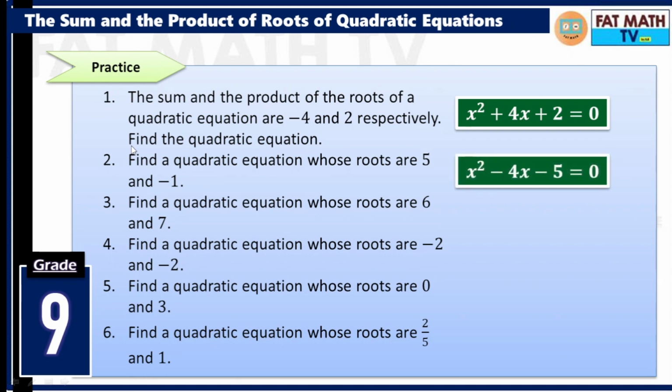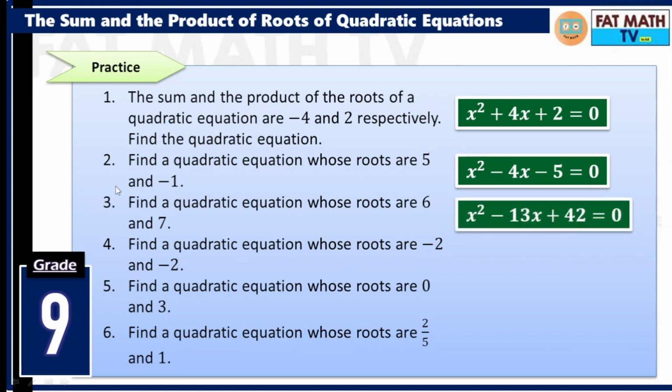Number 2, we have x squared. The sum is positive 4. So minus 4x plus the product, which is negative 5. So minus 5 equals 0. Number 3, the sum is 13, so x squared minus 13x plus the product of 6 and 7 is 42. Number 4, negative 2 and negative 2, so the sum is negative 4, so x squared minus negative 4x plus the product is 4. So x squared plus 4x plus 4 equals 0.